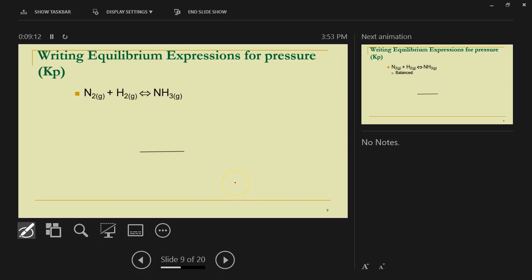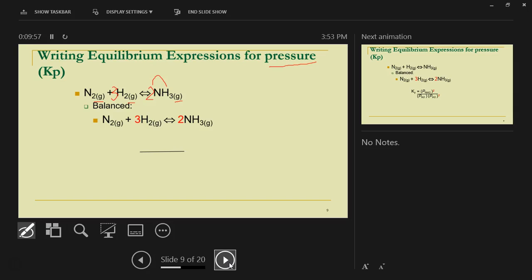All right, so let's write our first equation. They have specifically requested that we write one for pressure. For that to be true, we've got to make sure that everything here is a gas, and it is. The second thing we need to do is make sure that our equation is balanced. So I've got two N's, but over here I only have one N, so I've got to balance that. Now I have two. Now I have 6 H's, but I only have 2 H's, so I've got to balance that with a 3. So now I have a balanced equation, so now I can write my Kp.